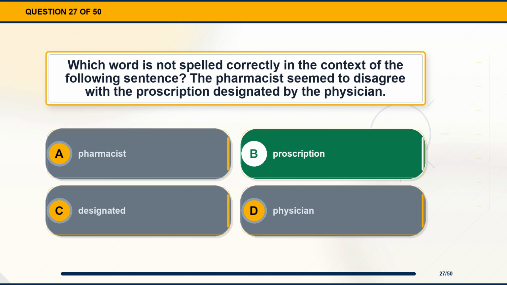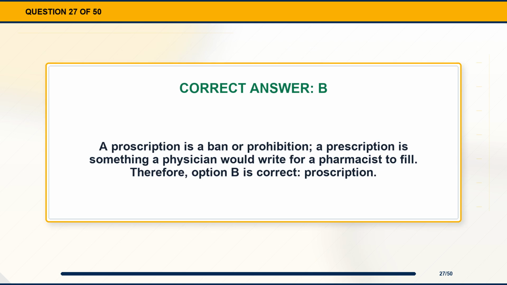The correct answer is option B, prescription. Explanation: a proscription is a ban or prohibition. A prescription is something a physician would write for a pharmacist to fill. Therefore, option B is correct, prescription.